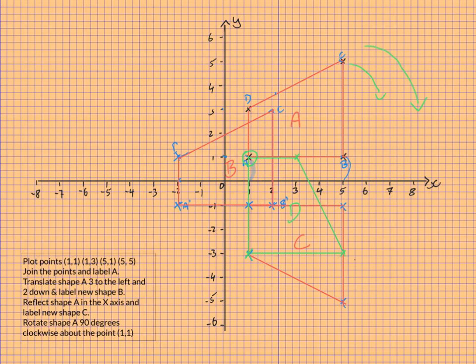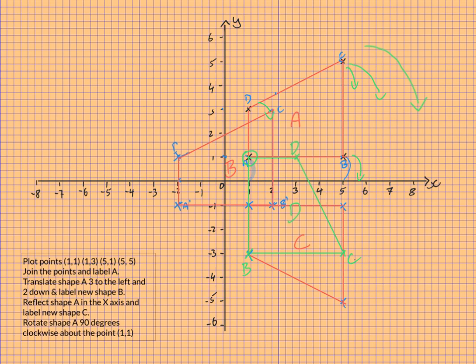So each point, B, C, and D, has rotated 90 degrees clockwise about the point 1, 1. So this is the new D, this is the new C, and this is the new B.